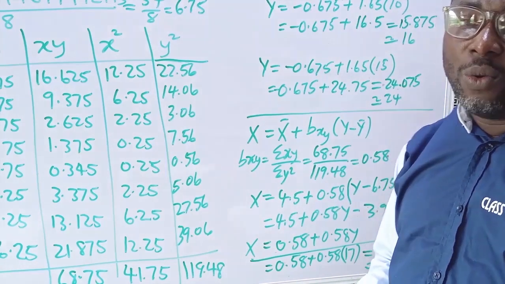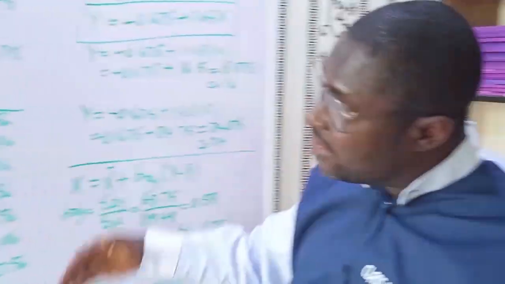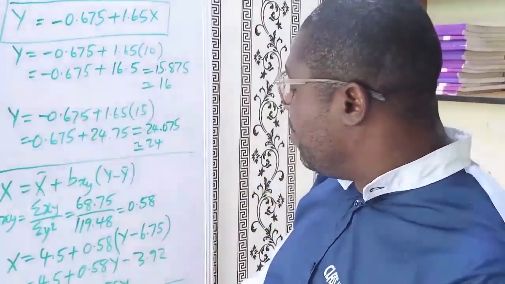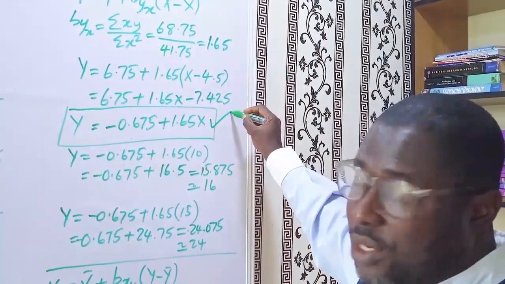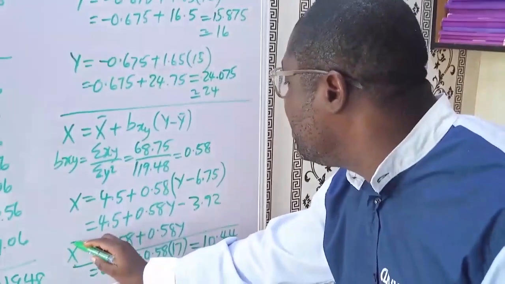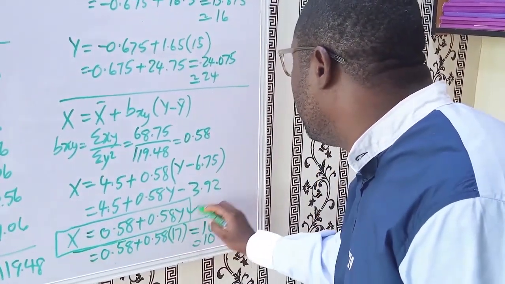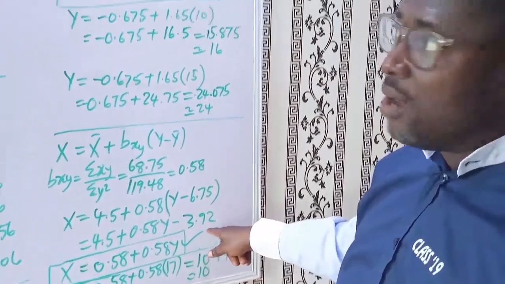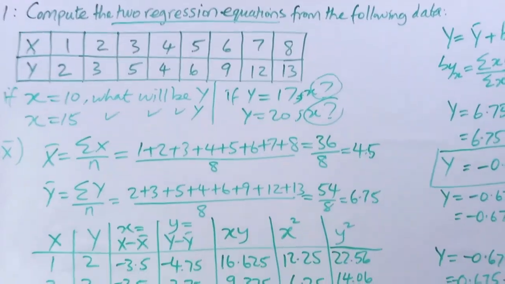I want to advise you to go through this video again, go through all the steps that we've gone through. We've been able to determine the first regression equation, and then this is the second regression equation that we have found based on the distribution that we are given.